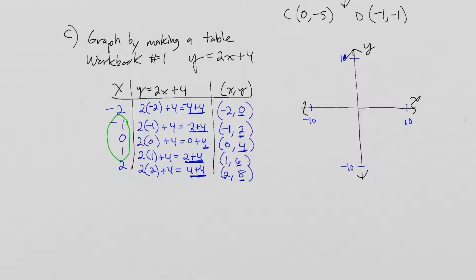So the first point we're going to do is negative 2, 0. So it's about right here. Second point is negative 1, 2, which is about right here. 0, 4, 1, 6, 2, 8. And then you just connect the dots, put your 2 arrows, and we're done.